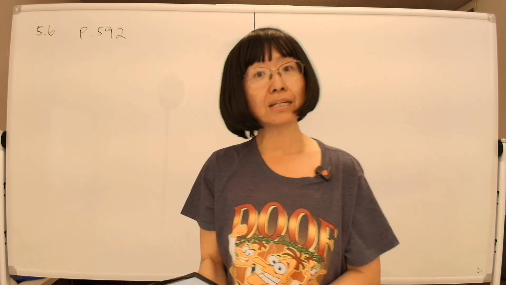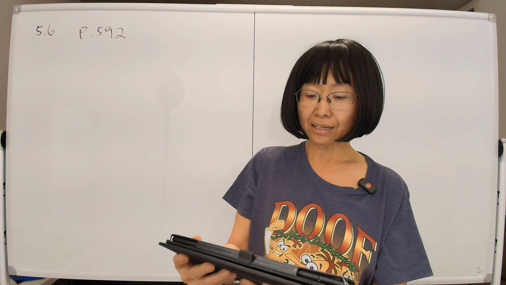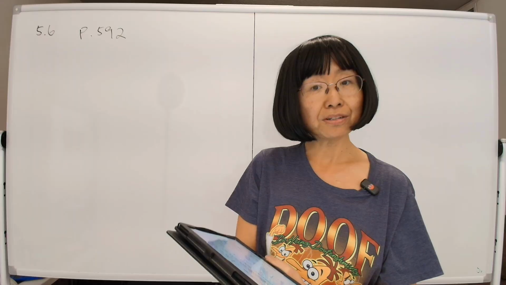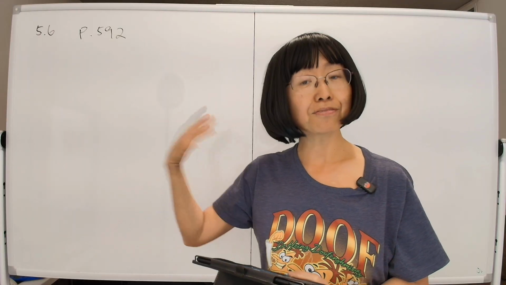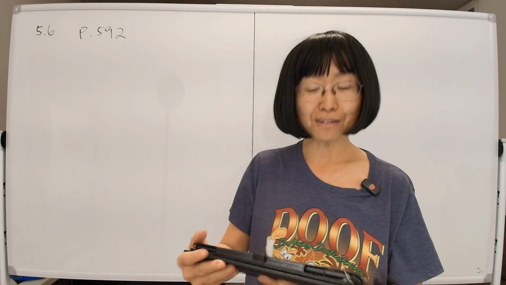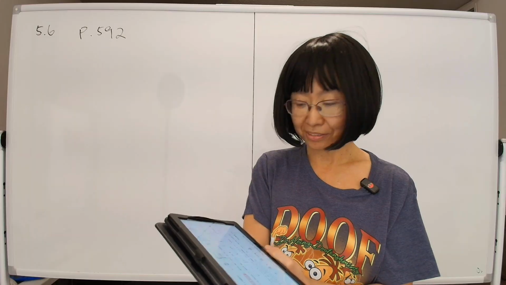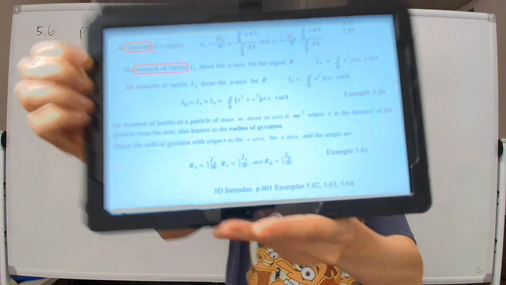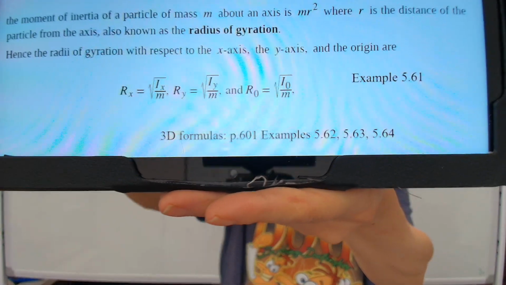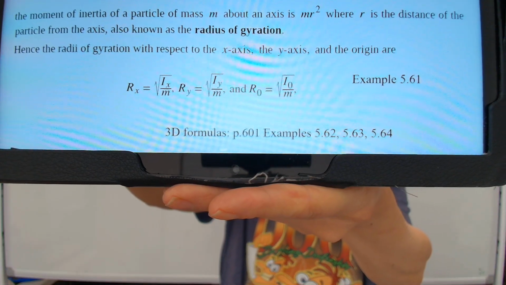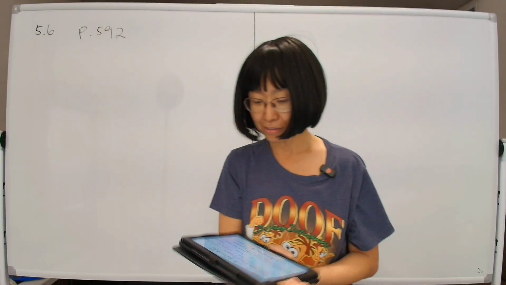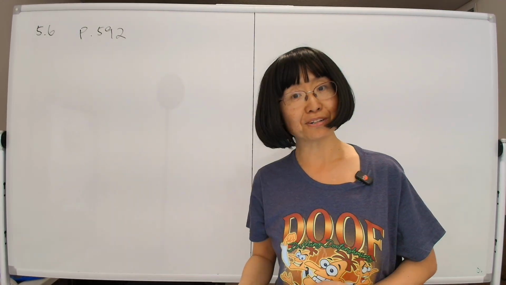And then those are just the dimensions in 2D. In 3D, the formulas are very similar, except now you have to integrate over 3 variables, but otherwise everything is exactly the same or almost the same. So for that, please do the last 3 examples in the section, 5.62, 63, and 64. And once you're done, we will not do any homework, but move on to the next section.